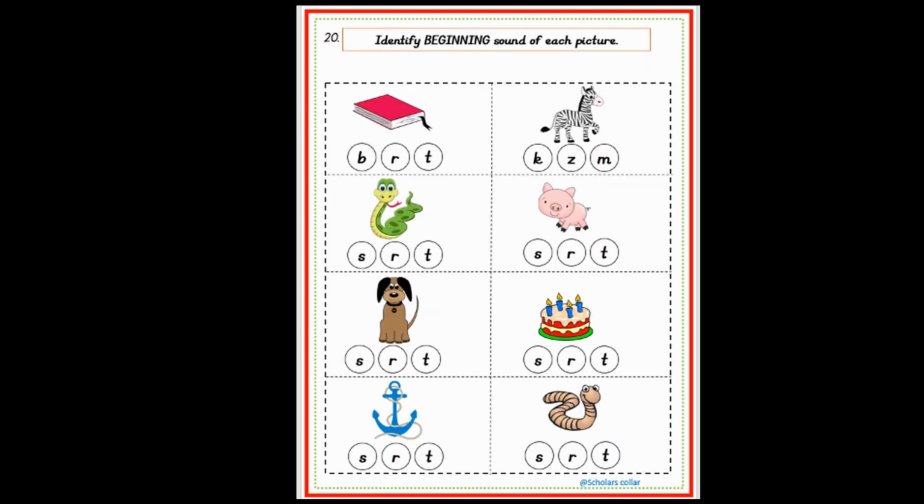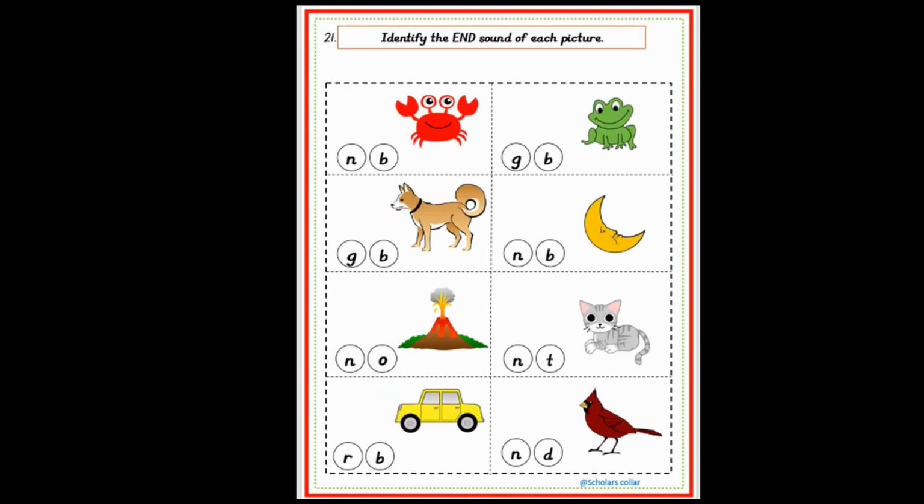Next, we have identify beginning sounds of each picture. So here we have book. So you're just going to tick mark on B, zebra, Z, snake, pig. Next, identify the end sound. Crab, B, frog, G, dog, G, moon, N, volcano, O, cat, T, bird, D, car, R.